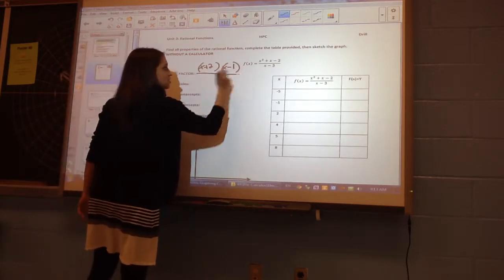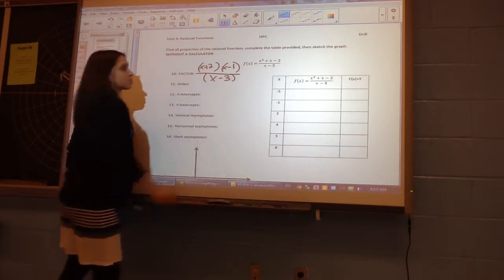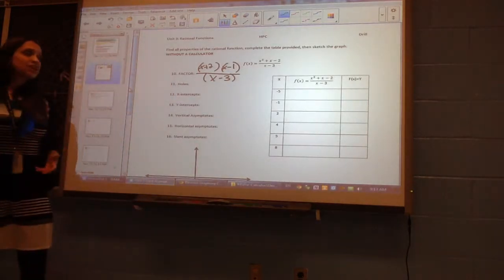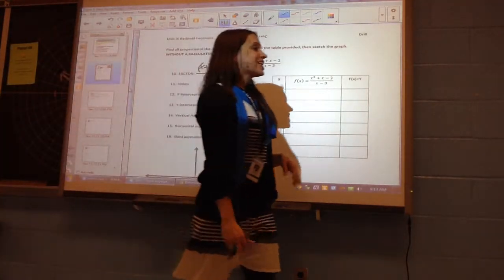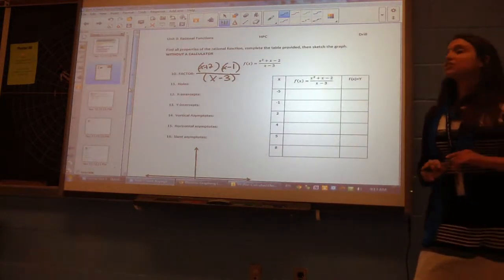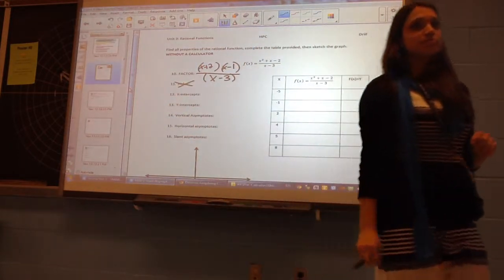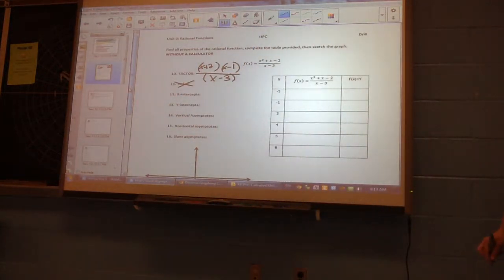Take that in. So then we take x minus 3, and I see if anything will cancel. If a factor cancels, that means we have a hole. Nothing cancels, which means there is no hole in this function, because nothing cancels.